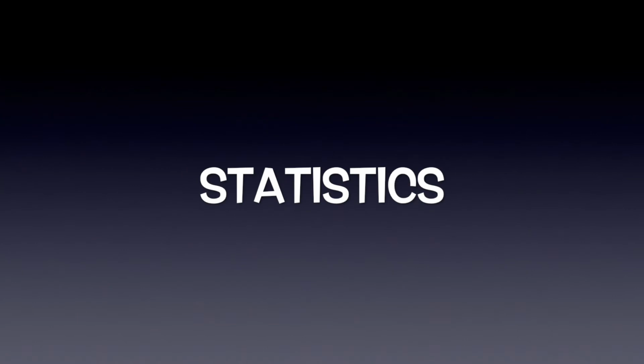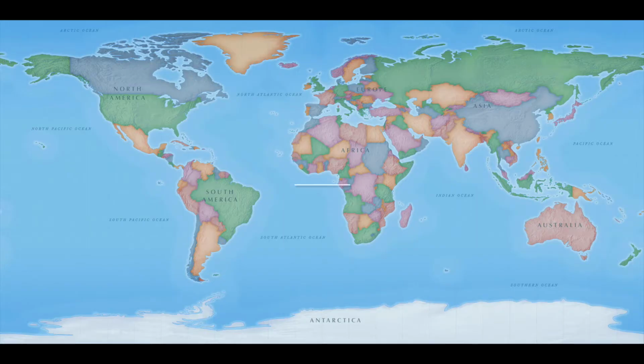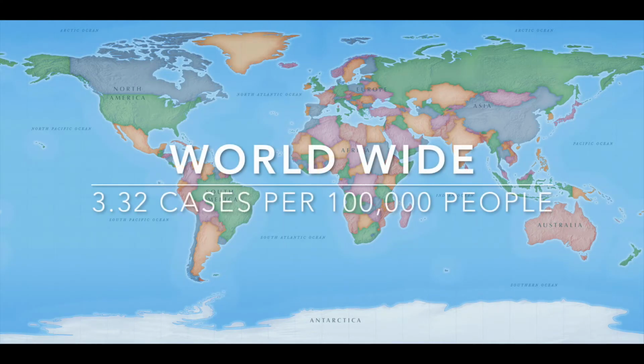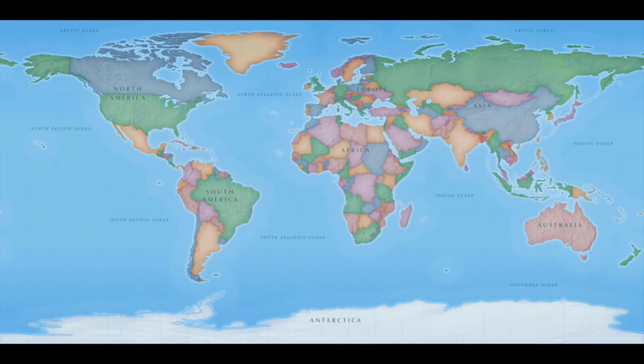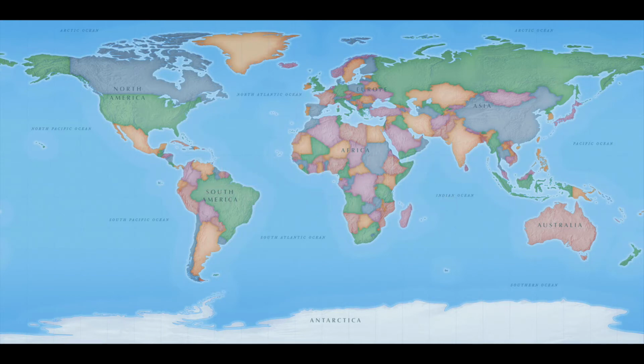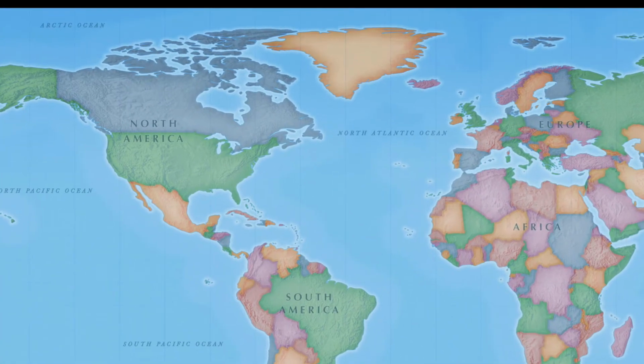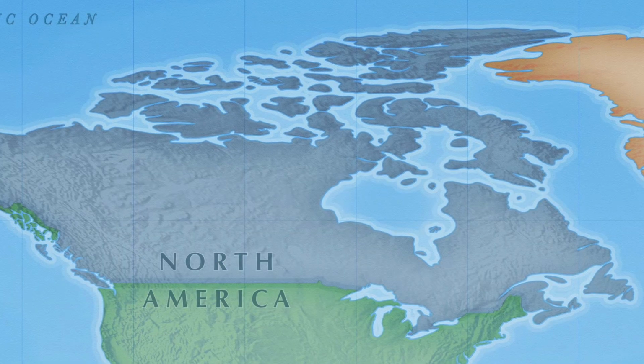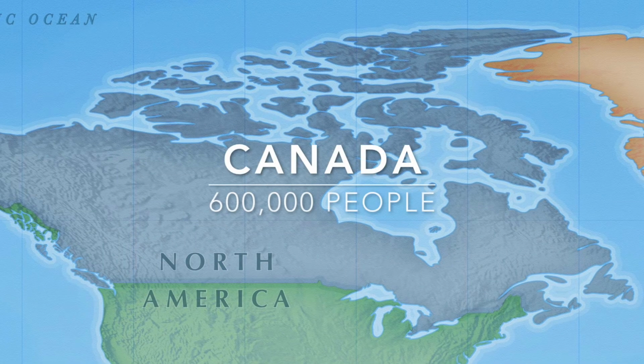Let's take a look at the statistics. For acute pericarditis, 3.32 per 100,000 people are diagnosed with it in the world, and it is 2.02 times higher in men than in women in the total population. According to Omics Online, approximately 600,000 people have pericarditis in Canada.